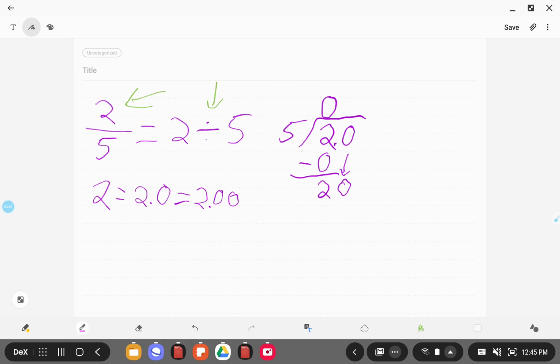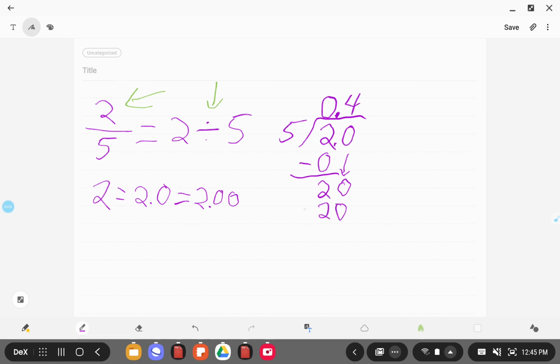So now I want to know how many times does 5 go into 20? Well, we know it goes in 4 times. So is my answer to this problem 2 divided by 5 equals 4? No, because when I put that decimal here, I should also put a decimal right there. Do not forget that decimal or you'll get your answer wrong. All right? So 2 divided by 5 actually gives you 0.4. Now just to check my work, I do 4 times 5.